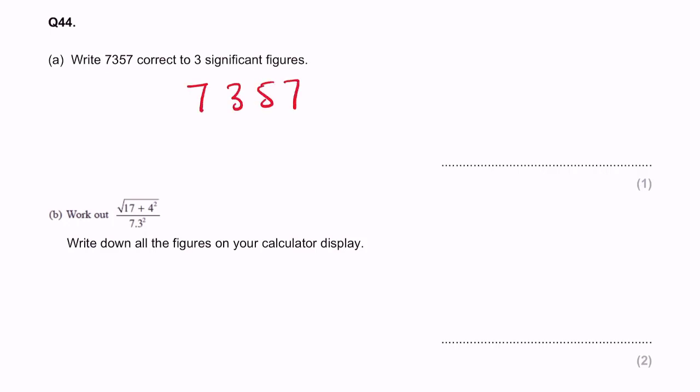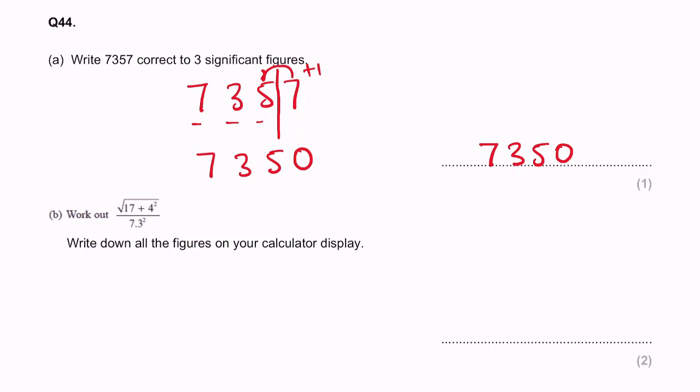7,357, 3 significant figures, so 1, 2, 3, draw the line after the third significant figure. The number after the line is 5 or over, so we need to add 1 to the 5, that gives us 7,350. 7,350 is the answer, rounded to 3 significant figures.